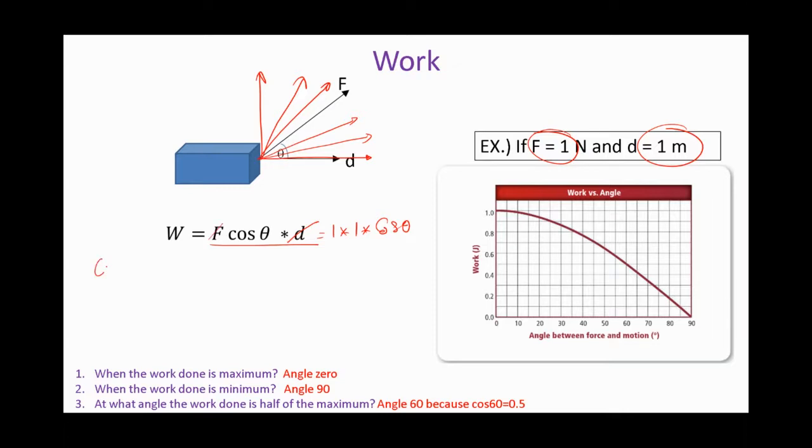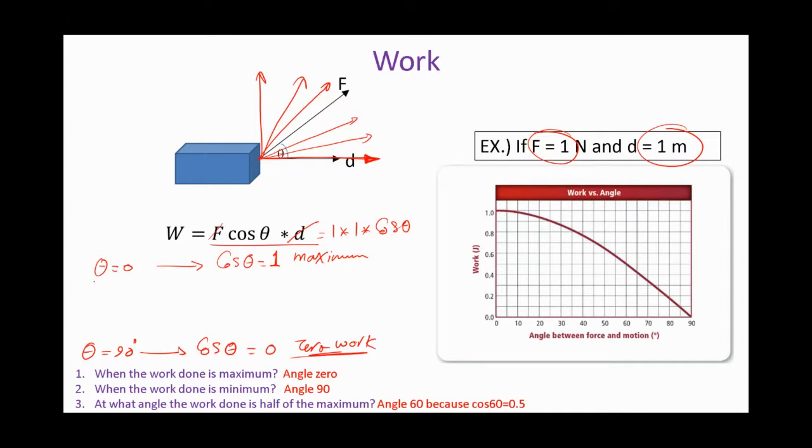What if the angle equals 0? The angle equals 0. So cosine theta is what? Is 1, which is the maximum. This is the maximum of cosine. So this is the maximum work. The maximum work is corresponding to what? Angle 0. Okay, guys? So when the force has 0 angle, this is the maximum work. What if the angle is 90 degrees? What's cosine theta? 0. Cosine is 0. And this is 0 work, which is the minimum work.